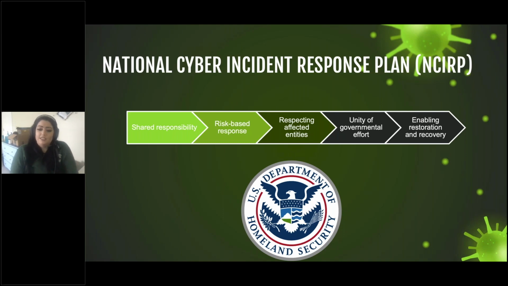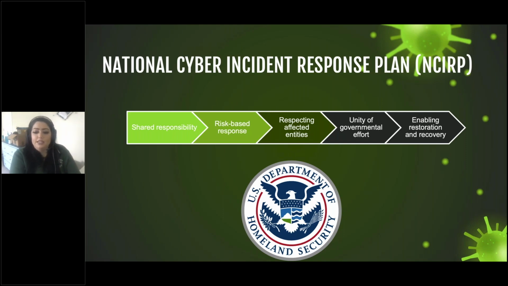This plan was built off of lessons from exercises, real world happenings, and policy updates like the National Cybersecurity Protection Act of 2014. Built on lessons, the NCIRP also serves as the cyber annex to the federal interagency operational plan that built upon the national planning frameworks and the national preparedness system.